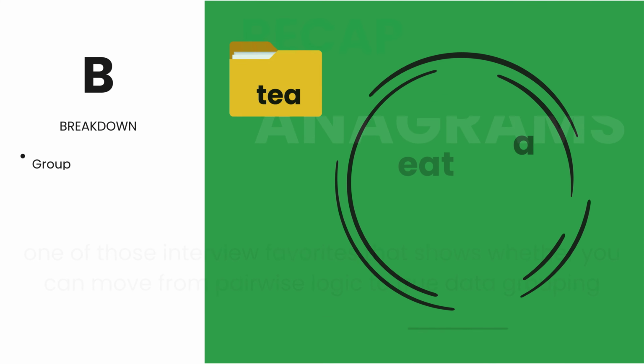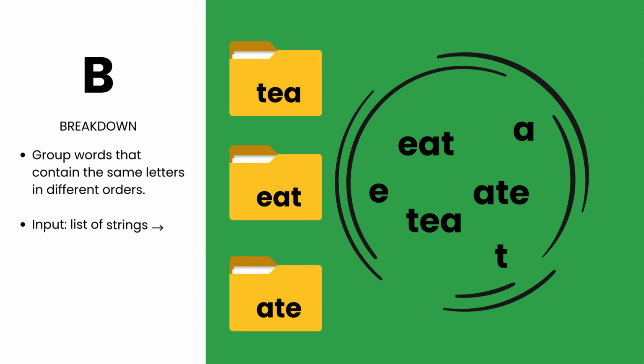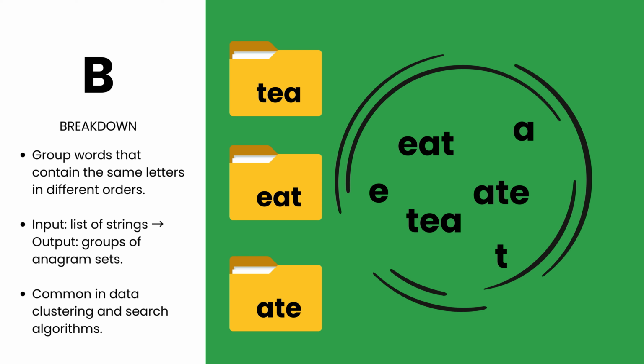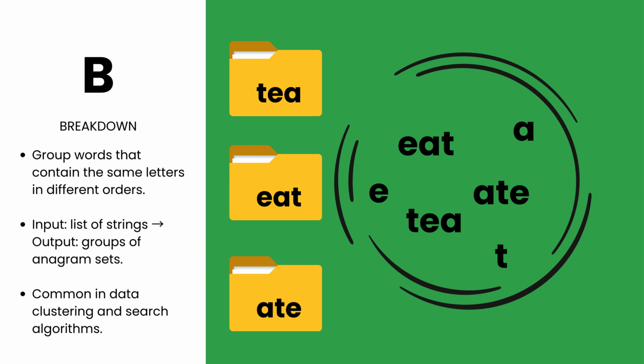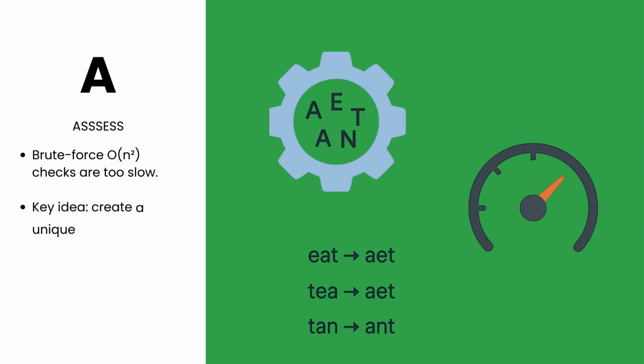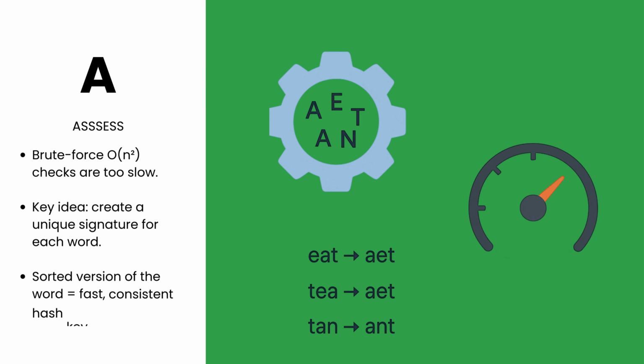We were asked to take a list of words and group together all those that are anagrams, words made up of the same letters, just in different orders. Essentially, it's about finding clusters of rearranged words efficiently. A brute force approach would compare every word against every other, O(n²) time, which is way too slow. Instead, we looked for a smarter way, giving each group a unique signature by sorting the letters inside each word. That becomes our hash map key, and every anagram naturally falls into its matching group.